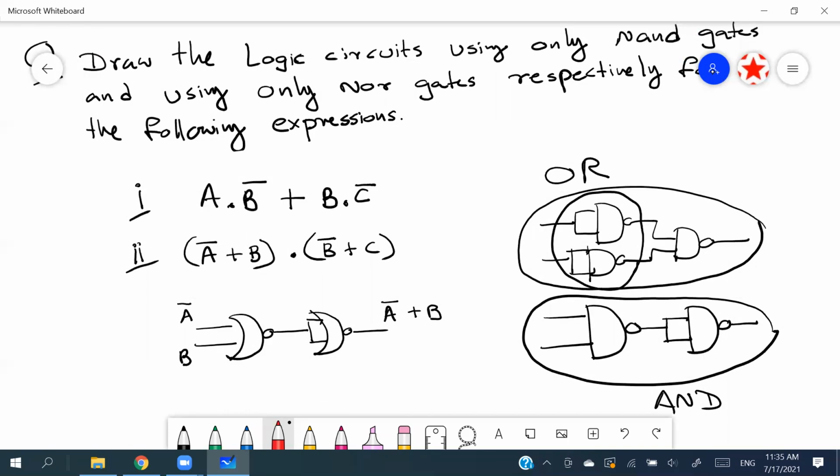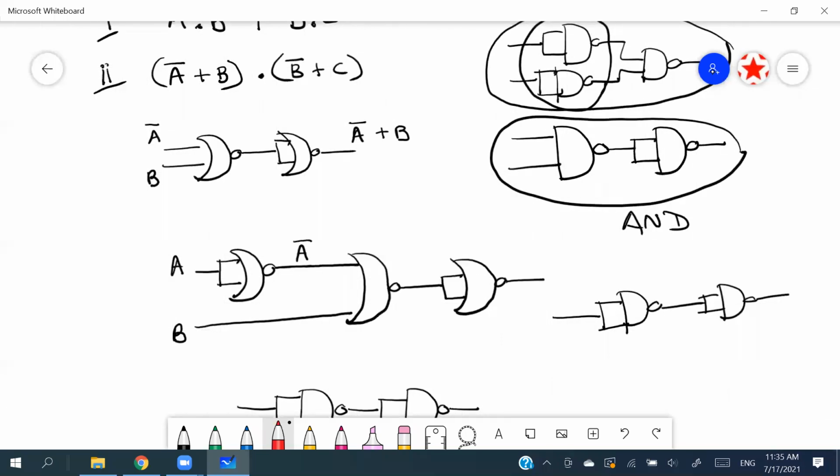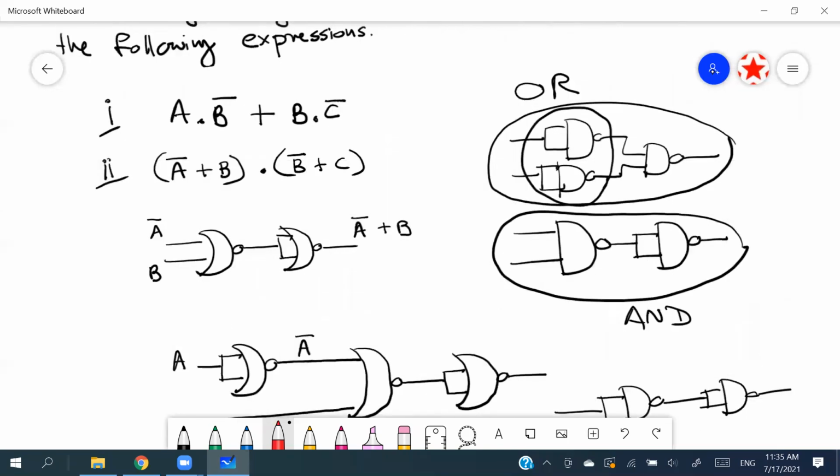So I'm trying to draw these particular circuits on behalf of you to make sure that you get it all correct. Let me draw these two, then show you how it happens, so in case you have any doubts, you can clear those things out.